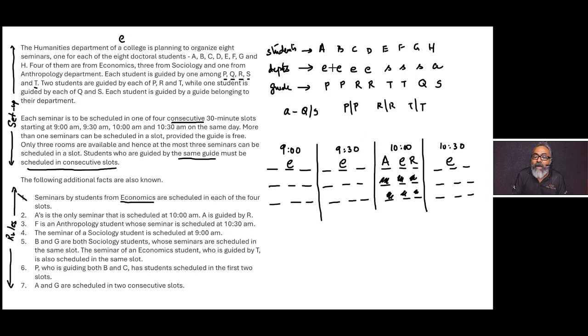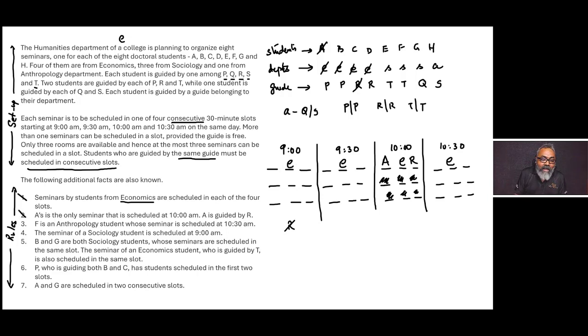At this point in time, I've taken care of 4 E's. I have taken care of A. I have taken care of 1 R. The other R, therefore, should either come at 9:30 or at 10:30 a.m. R obviously cannot be in the 9 a.m. slot because it violates that particular rule. Okay.